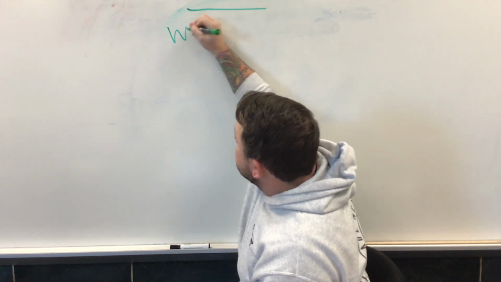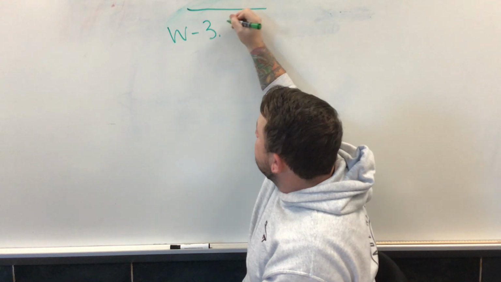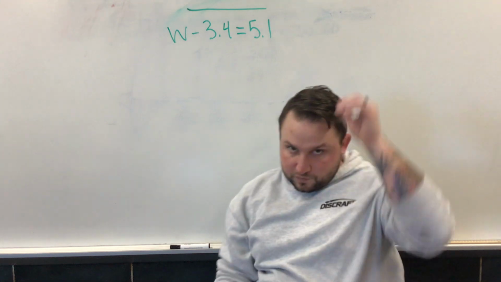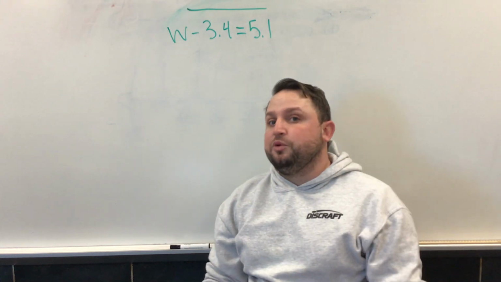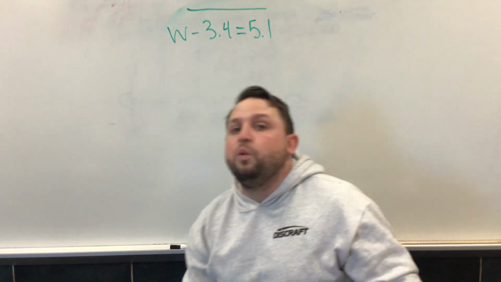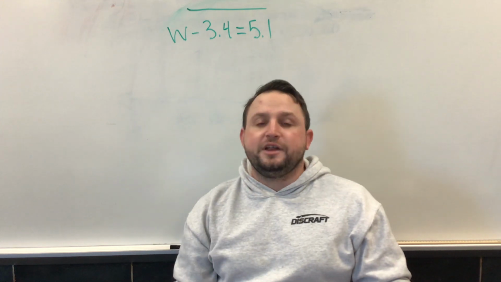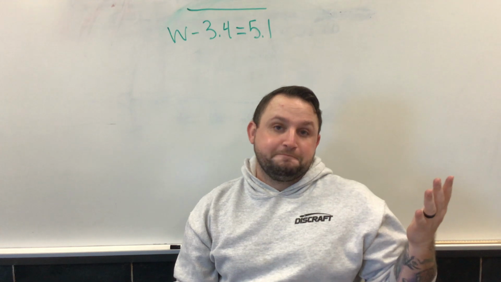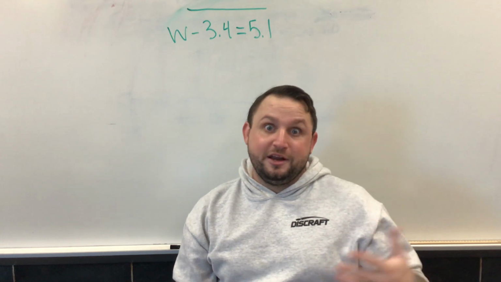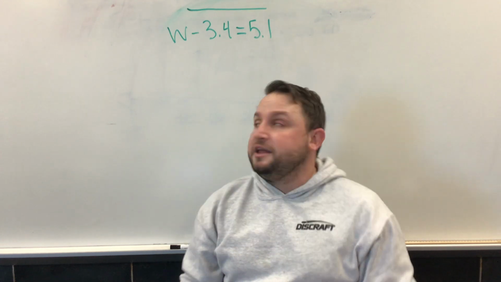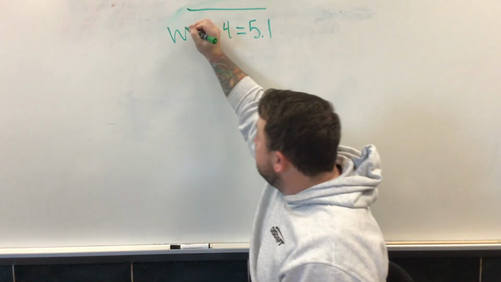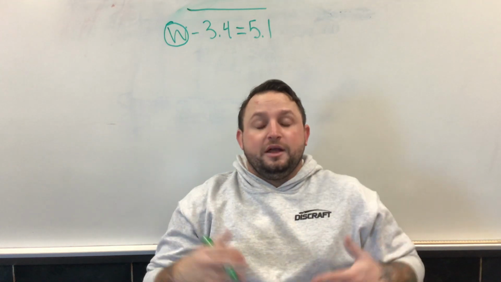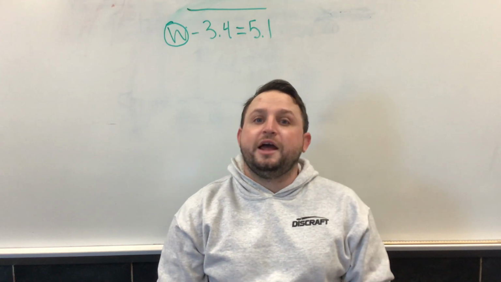All right, W minus 3.4 equals 5.1. Okay? When I have W minus 3.4 equals 5.1, I need to ask myself, what is my first step in solving an algebraic equation? I feel like Dora the Explorer. I'm giving you a little bit of time to answer that. You're right. It is actually going to be to isolate the variable. So we isolate this variable, that W, and how do we do that? What do we have to do to isolate that variable?